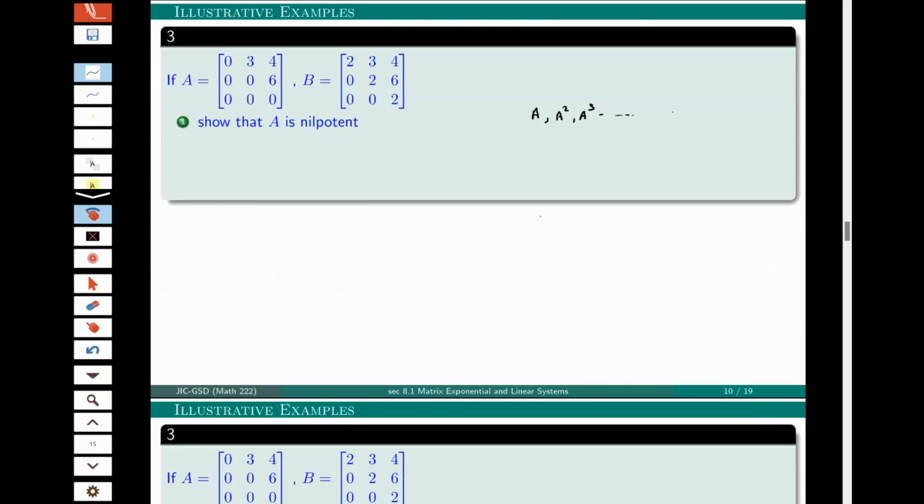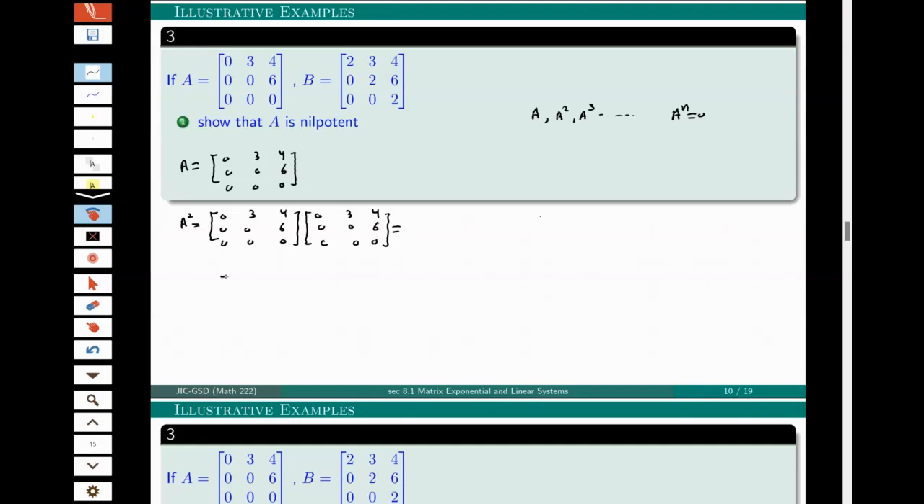After some time, you will get a to the power n equal to 0. So if we say, for example, a is 0, 3, 4, 0, 0, 6, 0, 0, 0. When I find a squared, which means a times a, that is 0, 3, 4, 0, 0, 6, 0, 0, 0 multiplied by itself, which is 0, 3, 4, 0, 0, 6, and 0, 0, 0.